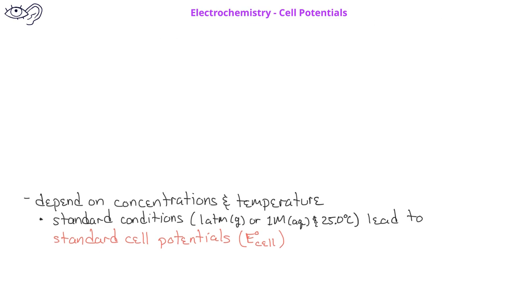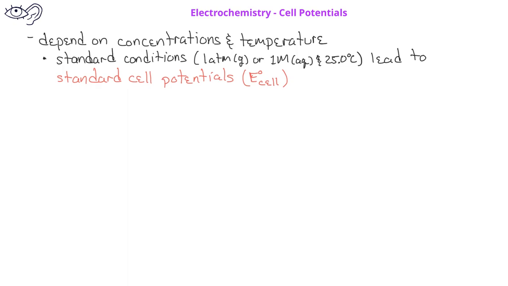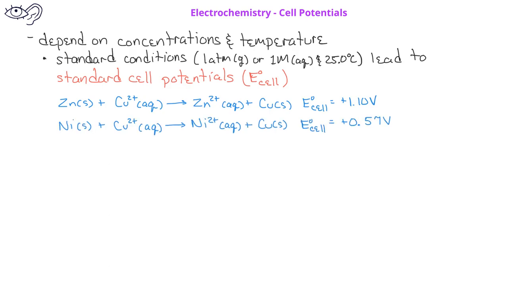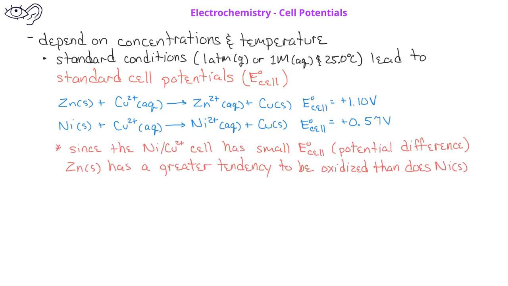So for example, if we have the redox reaction involving zinc metal and copper ions reacting to form zinc ions and copper metal, this redox process has a standard cell potential of plus 1.10 volts. However, if we were to replace the zinc with nickel metal, then the nickel metal reacting with copper ions to produce nickel ions and copper metal electrochemical cell would have a standard cell potential of plus 0.57 volts. Since the second example has a smaller standard cell potential, this means that the zinc metal has a greater tendency to be oxidized than does the nickel metal.